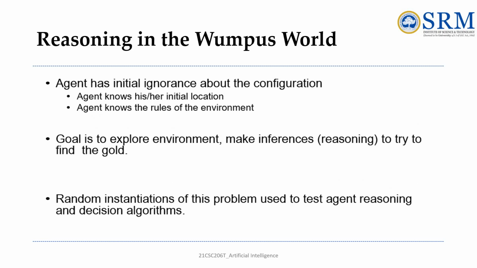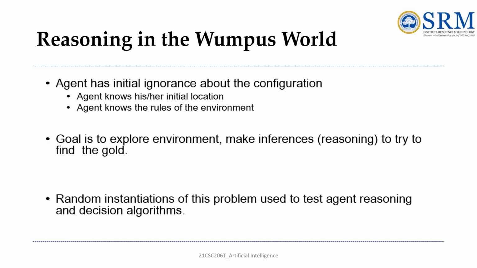So reasoning in the Wumpus world. How does this reasoning work in this environment? Suppose the agent enters a square and detects a breeze. It now knows that at least one of the adjacent squares may contain a pit. If it then moves and no breeze is sensed, it can infer something more. Maybe the pit is not in a certain square. So this is the inference.